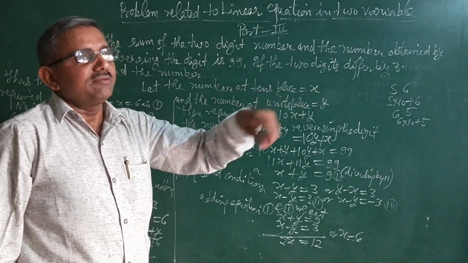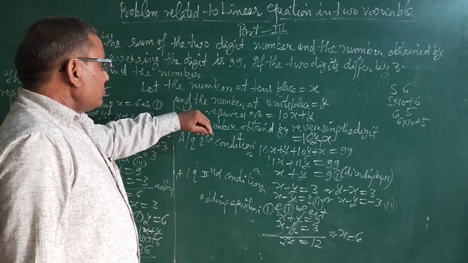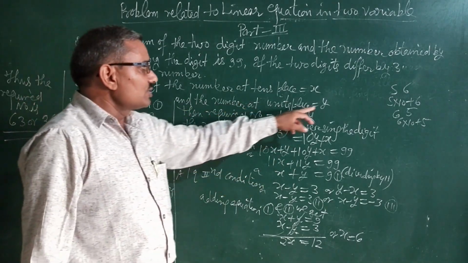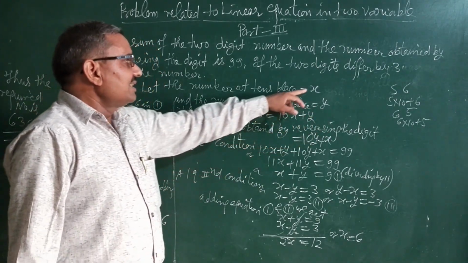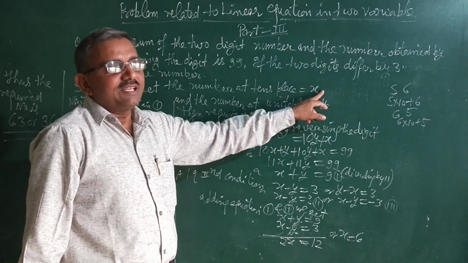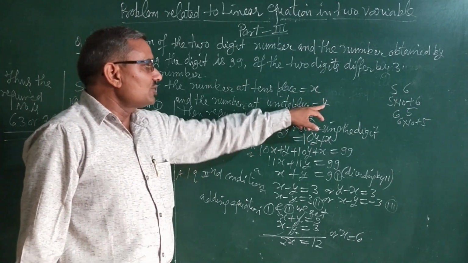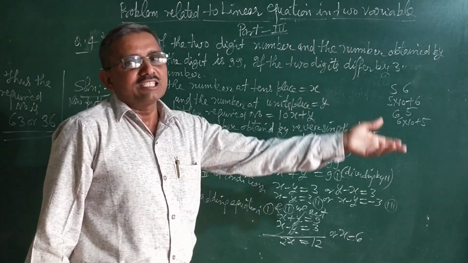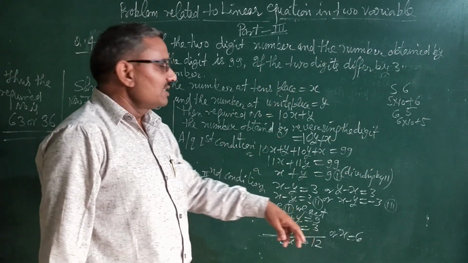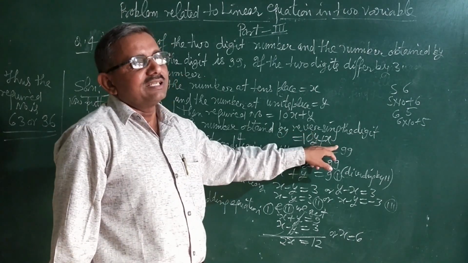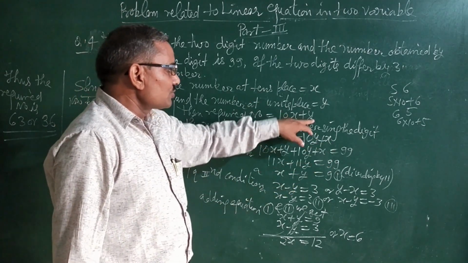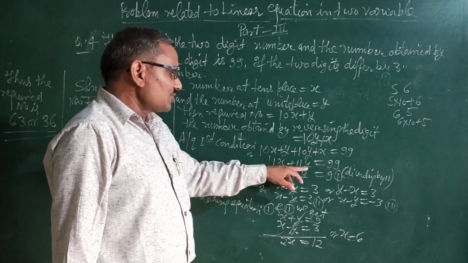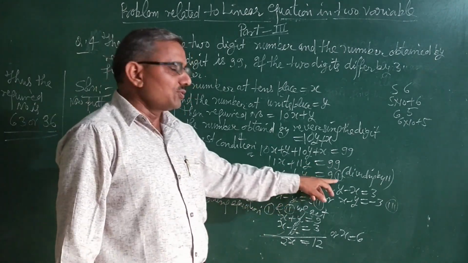Here the question is, the sum of the digits of a two digit number and the number obtained by reversing the digits is 99. So let us suppose that the number at tens place is equal to x, the number at units place is equal to y. So required number is 10x plus y because x is on tens place. Now the number obtained by reversing the digits, when unit place goes to tens place and tens place goes to unit place, will be 10y plus x. Now according to the question, the sum of 10x plus y and 10y plus x is 99. Now adding, we get 11x plus 11y is equal to 99 or x plus y is equal to 9.